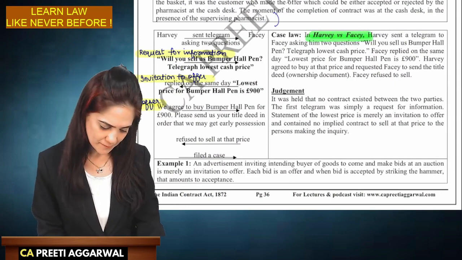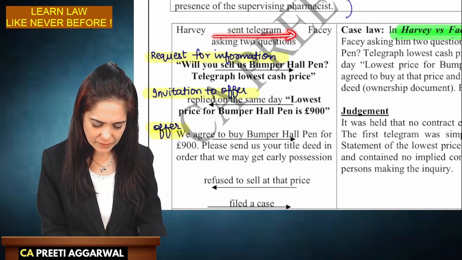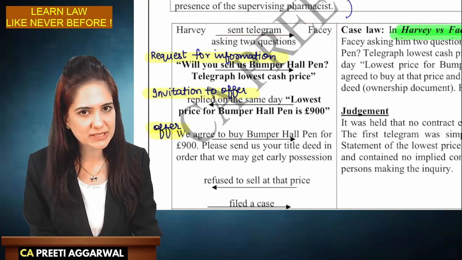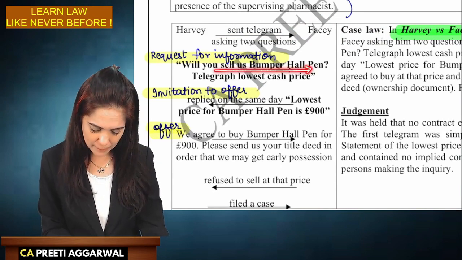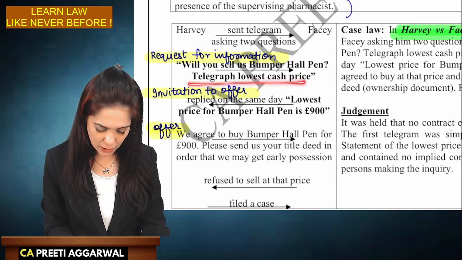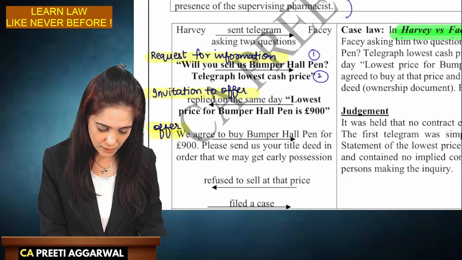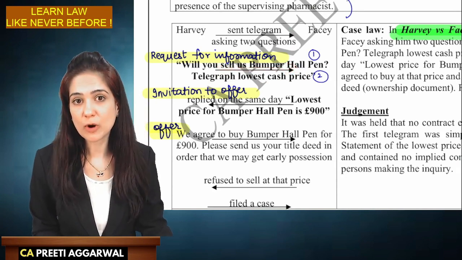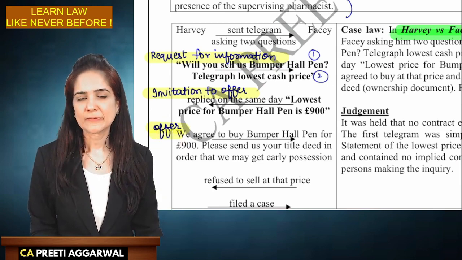Harvey versus Facey. Now, Mr. Harvey sent a telegram asking 2 questions to Facey. Question 1. Will you sell us the Bumper Hall pen? This is name of the place. Question 2. Telegraph the lowest cash price. So he asked 2 questions. Will you sell us the Bumper Hall pen? Telegraph the lowest cash price.